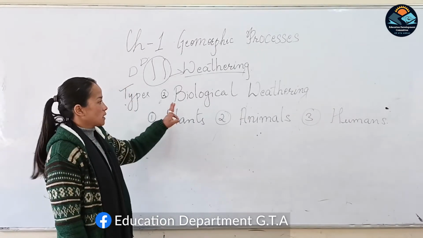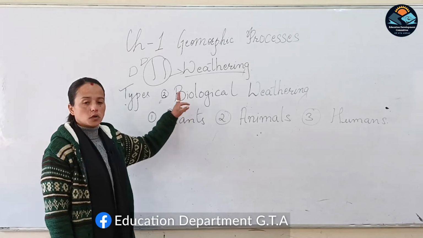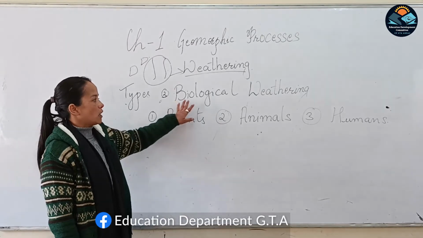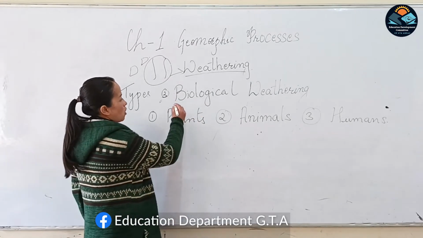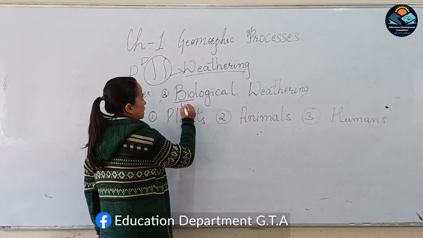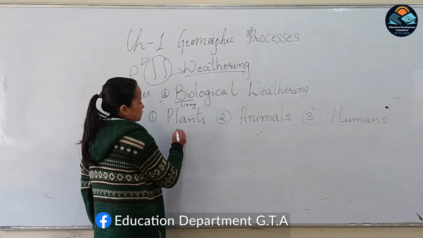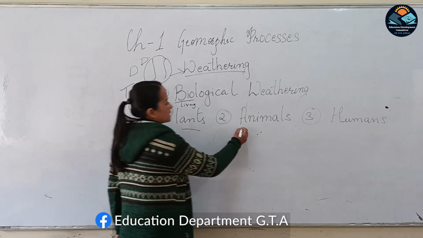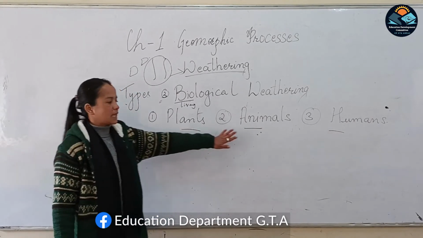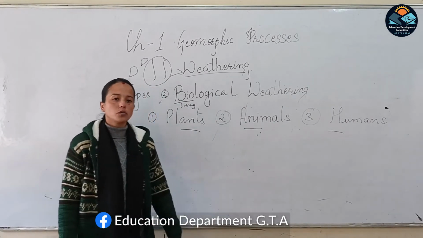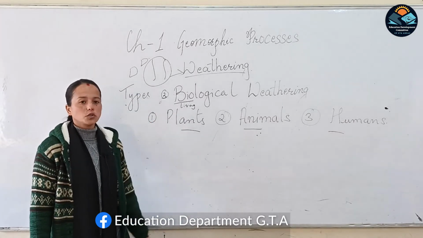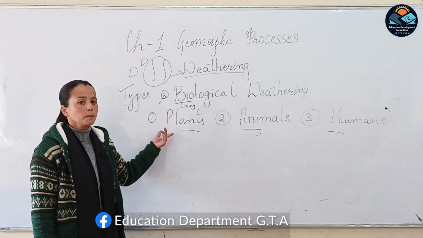pieces. So the next one is biological weathering. It also comes under mechanical or physical weathering. Biological weathering means the rocks are broken by biological means. Bio means living things, and under living things come plants, animals and human beings. To some extent plants, animals and human beings are also responsible for the breaking up of rocks. So biological weathering is also a part of mechanical or physical weathering.